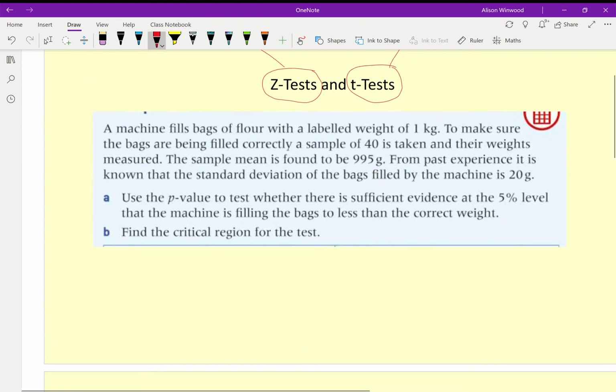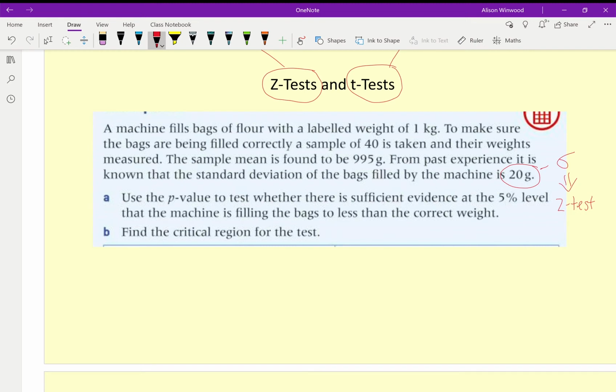So in this first example, we've got a machine filling flour with a labelled weight, so that's going to be our mean. To make sure they're being filled correctly, we take a small sample and we find the mean of the sample. So we're going to see whether that is statistically different from the mean they're claiming. But from past experience, it's known the standard deviation of the bags filled by the machine is 20. So that's our population standard deviation, so sigma. So we know sigma, and therefore we're going to do a z-test.